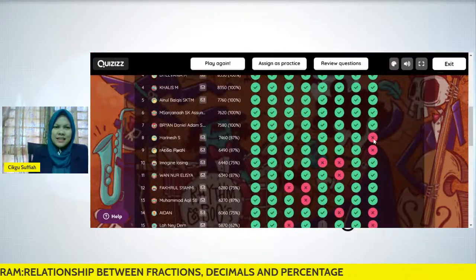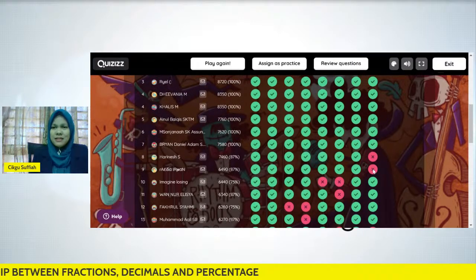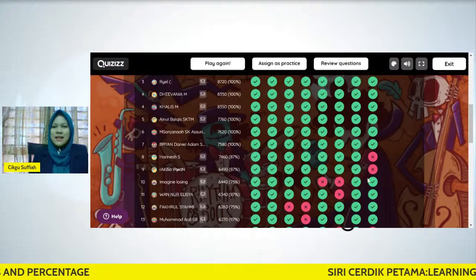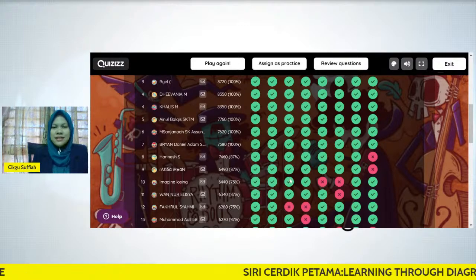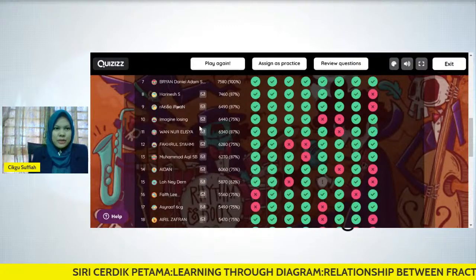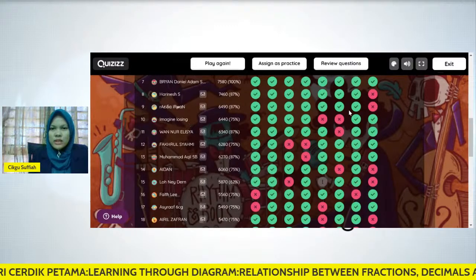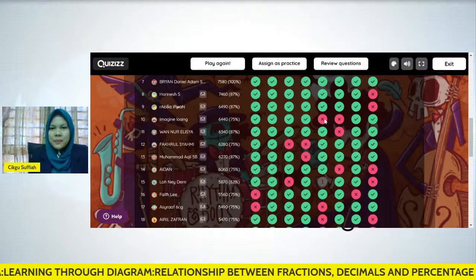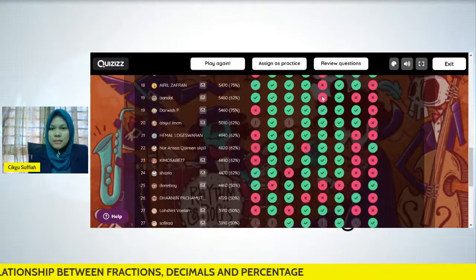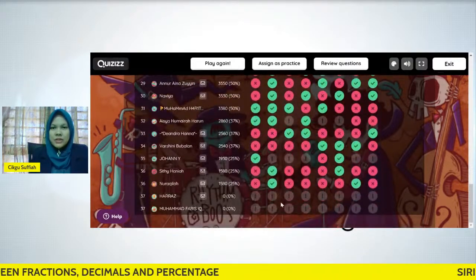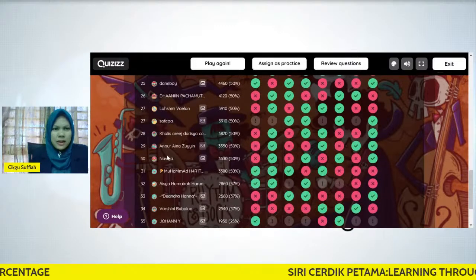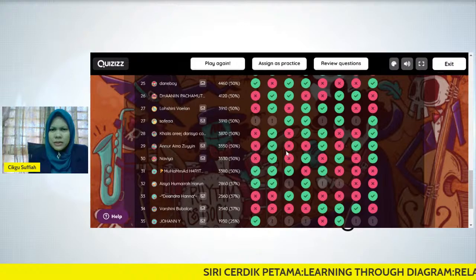So there are a few mistakes here. Although Harish got one wrong, so still okay. For those who get one mistake or two mistakes, you really understand, and you show me that you really understand what we have learned today. Loh Din got one wrong here. So overall, this is the most missed question. I know there are a lot of mistakes here.